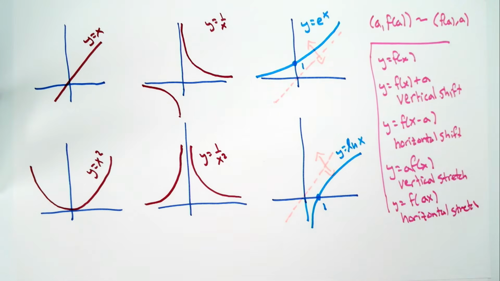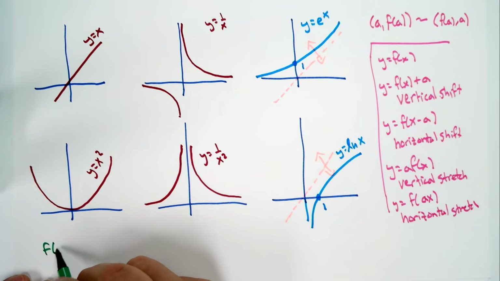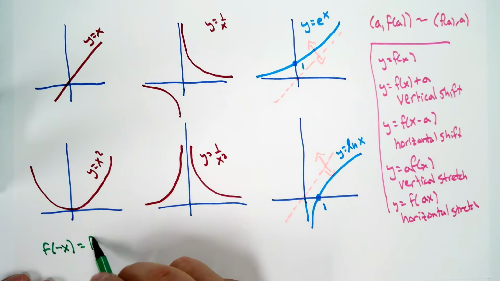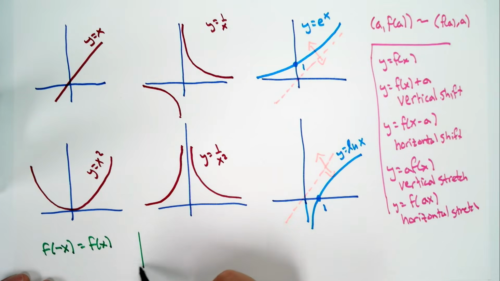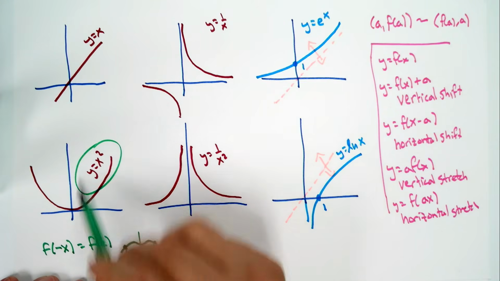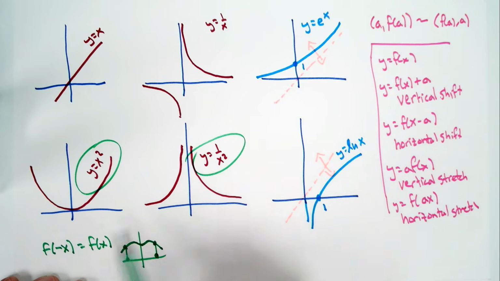Another thing that happens with functions is symmetry. So what do we have? Well, you might have the following. F of negative x is the same as f of positive x. So in other words, the graph is doing something where whatever you plug in here, it's the same thing you would get plugged in there. Examples, y equals x squared, and y equals 1 over x squared. These are both functions which have this property. We call these even functions.